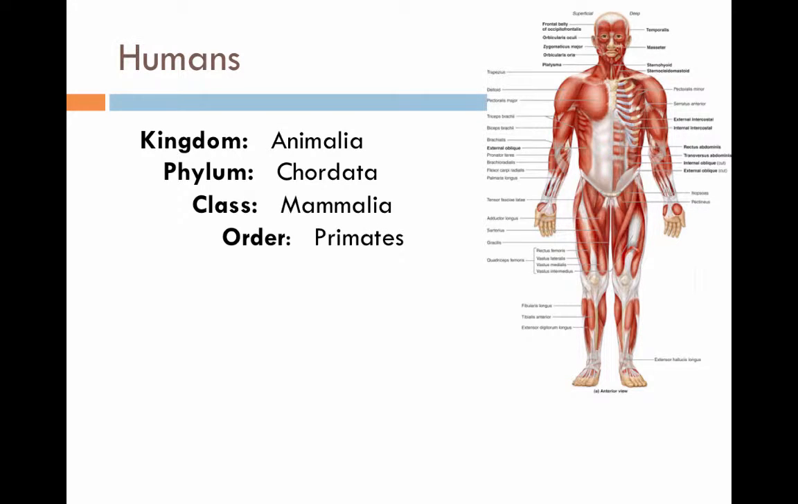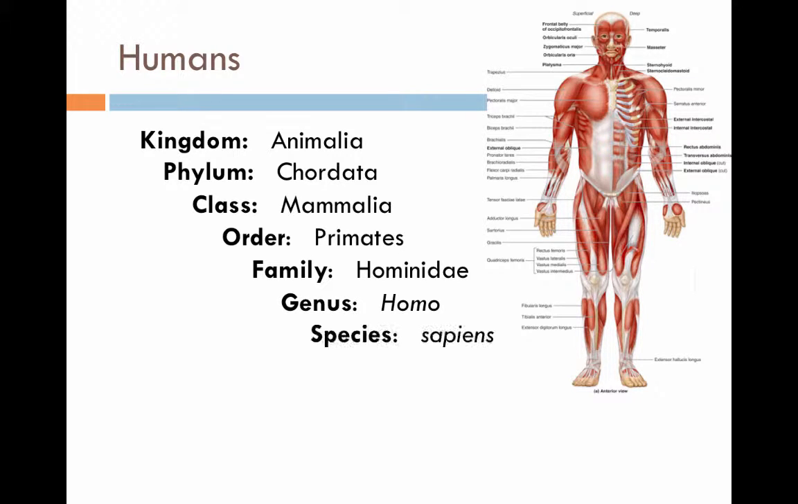Humans are then classified in the order Primates. Monkeys are also classified here. Notice we are getting more and more specific. Dogs, cats, birds, worms, jellyfish are no longer in these categories. They have their own categories. Humans are then classified in the family Hominidae. Finally, we are classified in the genus Homo, and then the species sapiens. Only humans are in the species sapiens. This is the most specific category.